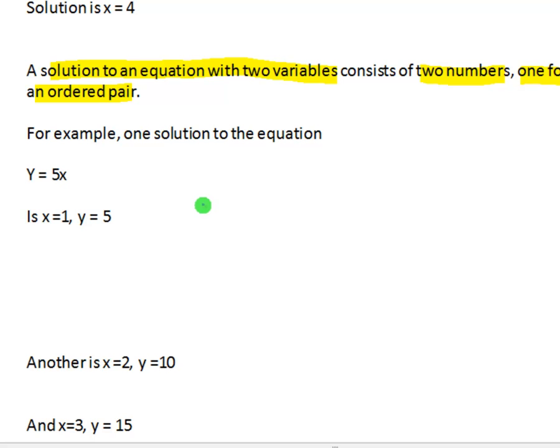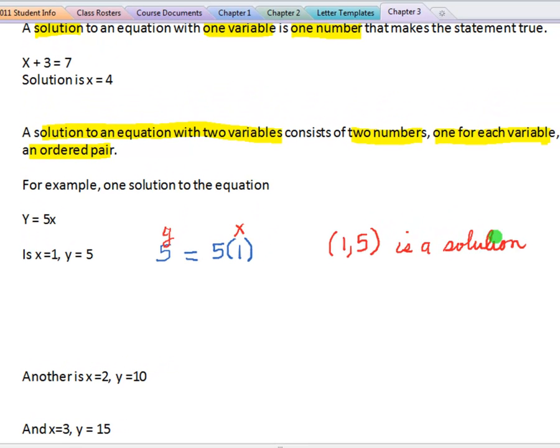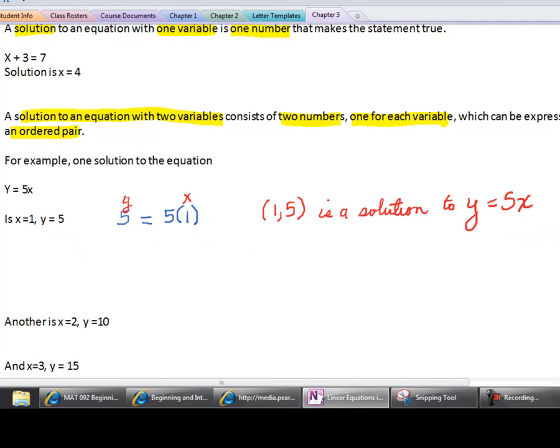So let's check that. We're going to check that by substitution. We substitute in 5 for y and a 1 for x into the equation. And so that 5 was our y and that 1 is our x value. Notice that's our equation. And we just know that 5 does equal 5 times 1. So we write the solution as the ordered pair (1, 5). You put that in order, you put your x before your y, and we say that (1, 5) is the solution to the equation y equals 5x.